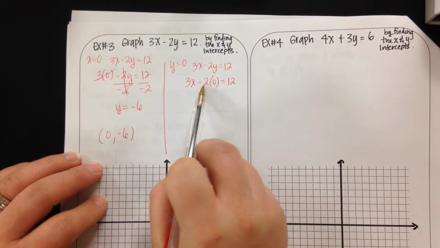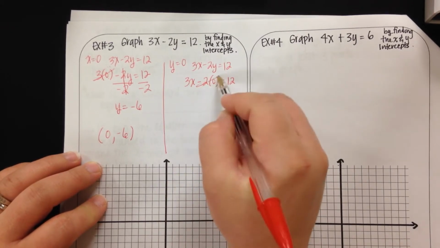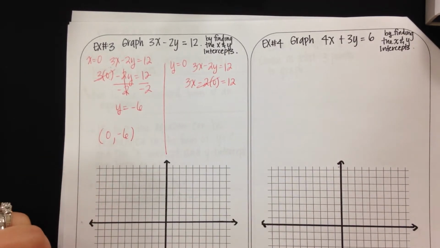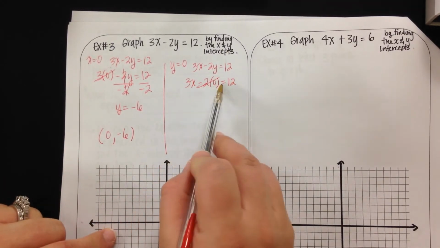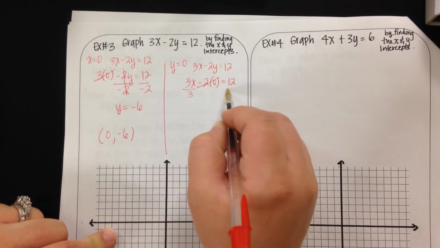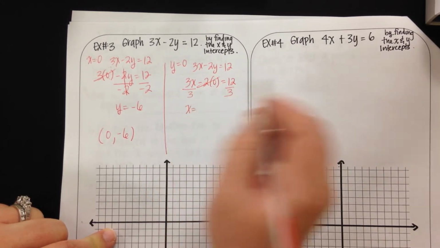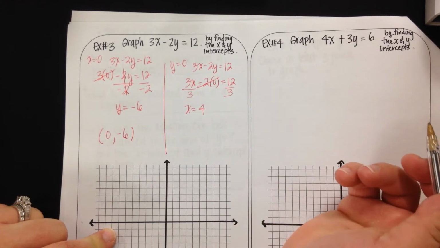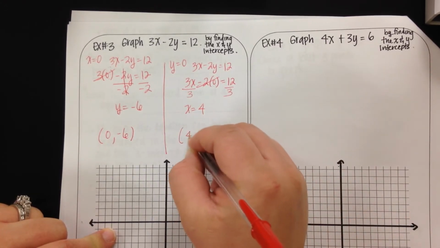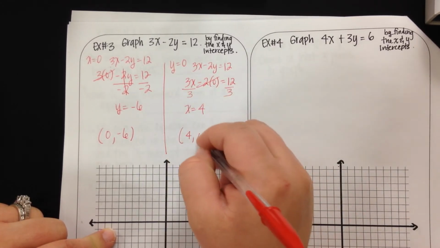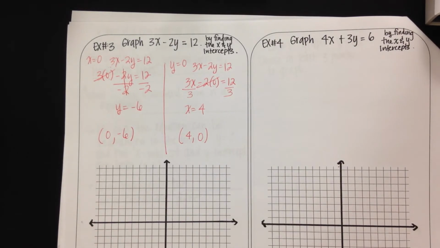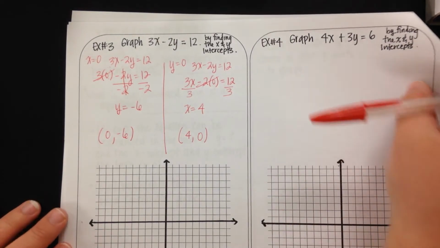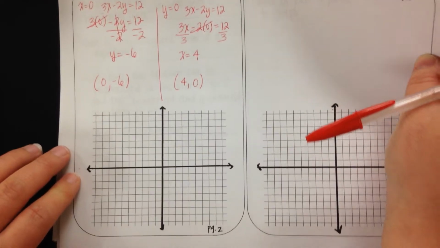What is negative 2 times 0? 0. So I'm just going to cross that out. What I have left is 3x equals 12. Divide off my 3. X is equal to 4. So I'm going to write an ordered pair. X is 4. Y is 0. Now I have my two x and y intercepts. I can plot those. Okay?